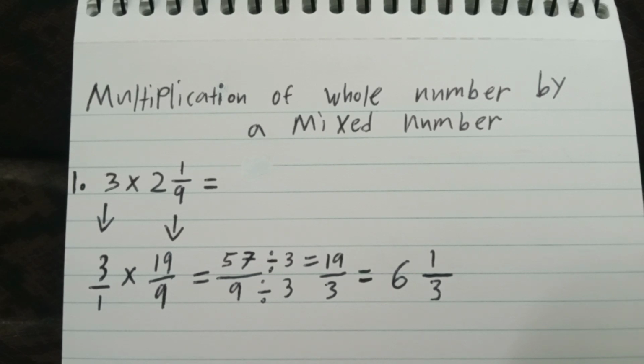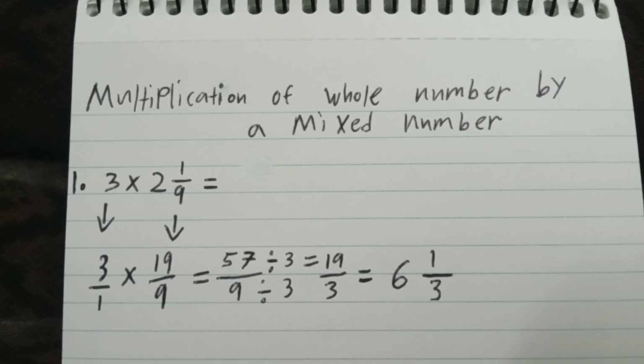And now we can multiply straight across. So 3 times 19 will be 57, and 1 times 9 will equal 9. As you can see, 57 over 9 is divisible by 3. So 57 divided by 3 is 19, and 9 divided by 3 is 3.